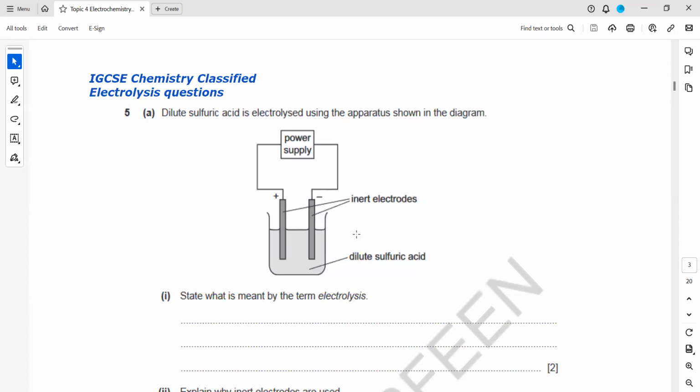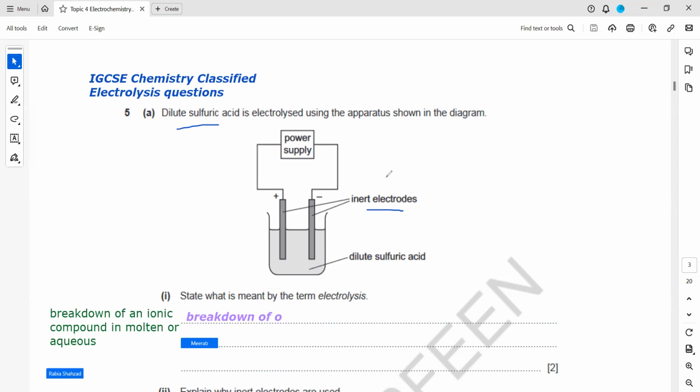So topic 4, which is related to electrochemistry. The questions are related to electrolysis. The first part: dilute sulfuric acid is electrolyzed using an apparatus as shown. We have inert electrodes. Usually inert electrodes are made up of carbon or graphite, or we can also say platinum. But in the lab, the cheaper one is carbon, so we use carbon.